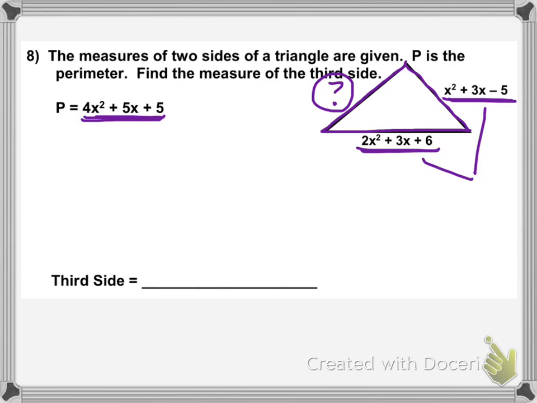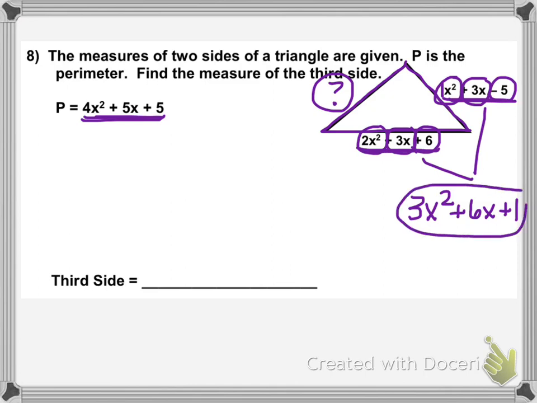So if I look at those two sides that I know, if I combine the like terms, I'm going to combine 2x squared with this 1x squared to make 3x squared. Then we'll combine the 3x with the 3x, which will just make 6x. And then we'll combine the two constants, the 6 and the -5 will make a positive 1. So this is how much those two sides are together. If I subtract that from the perimeter, then that will give me the third side.